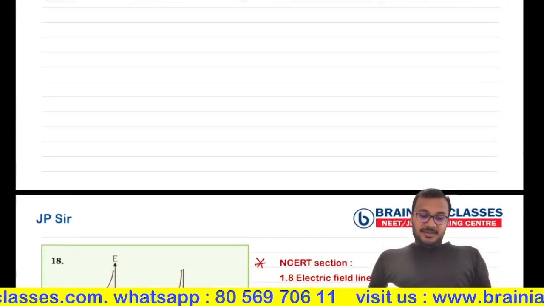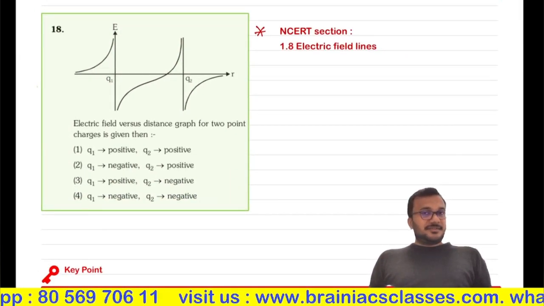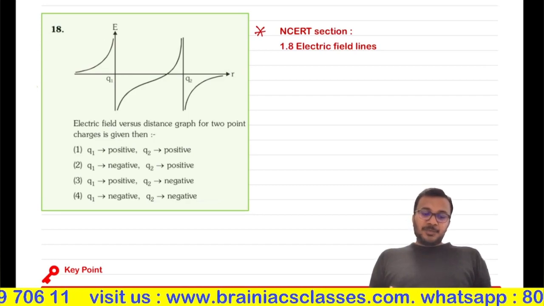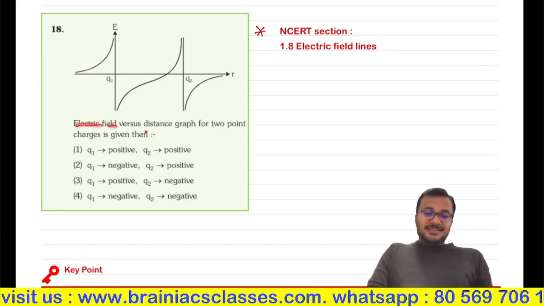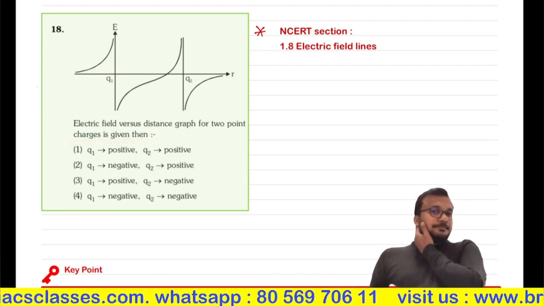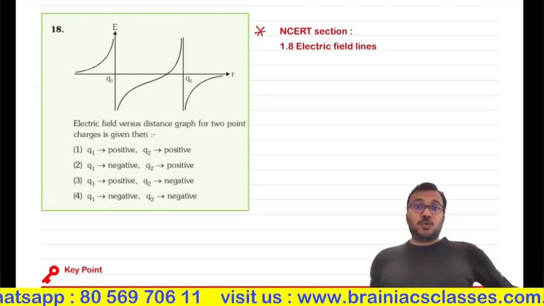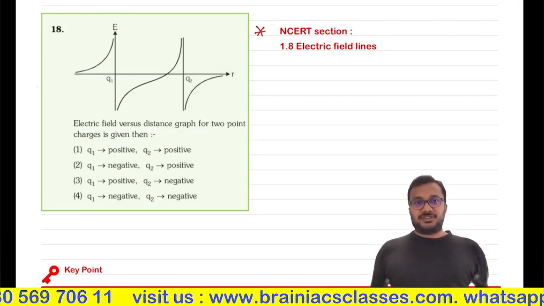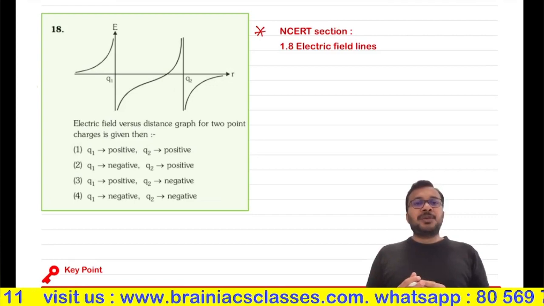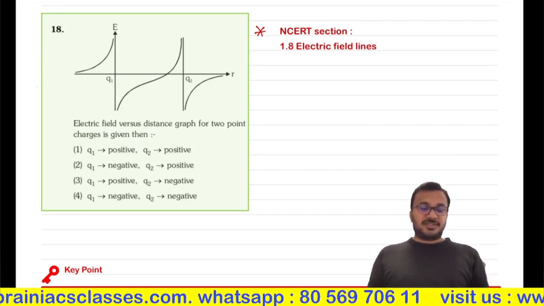Question number 18. Yes, we are in good shape now. NCERT electric field lines questions based on the electric field versus distance graph for a 2-point charge system. What is a 2-point charge? It means we have 2 points, and we have to find the exact graph of the electric field versus the distance.